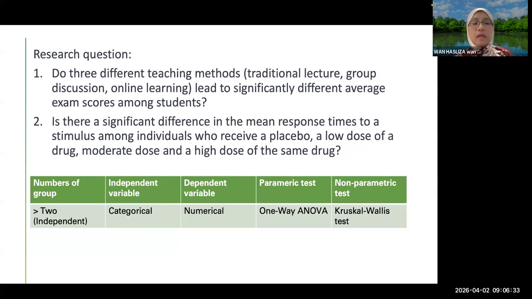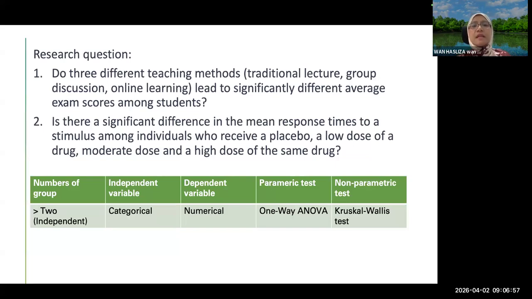So now you have three groups, meaning more than two methods: traditional lecture, group discussion, online learning. My dependent variable is numerical, which is exam score. So if data is normally distributed, you have to use one-way ANOVA. If data is non-normally distributed, you have to use Kruskal-Wallis test. Okay. Same with the second question.